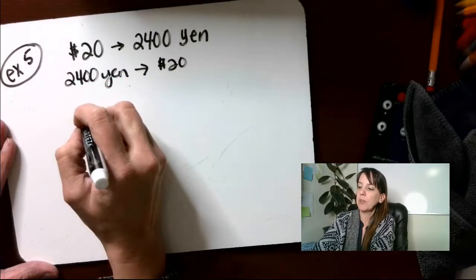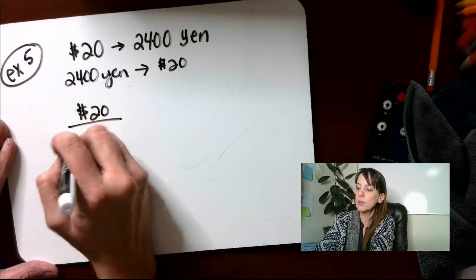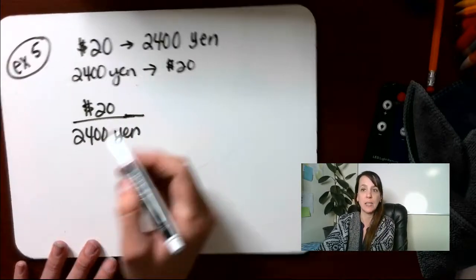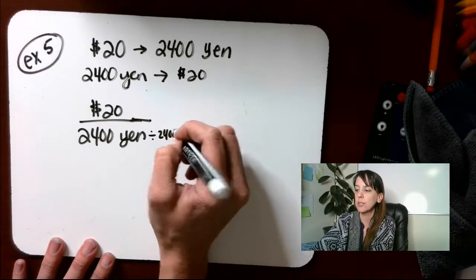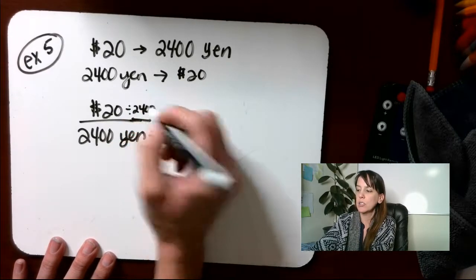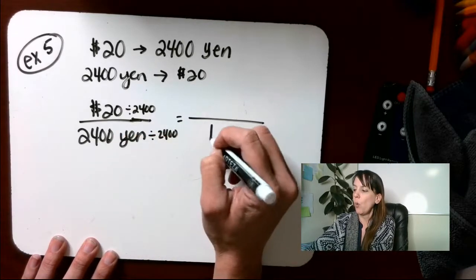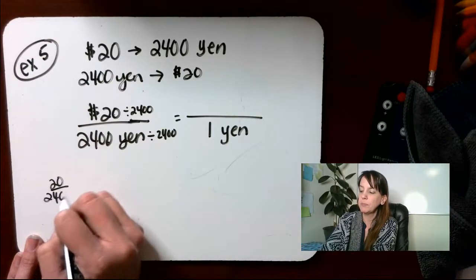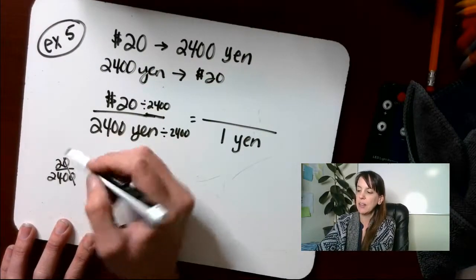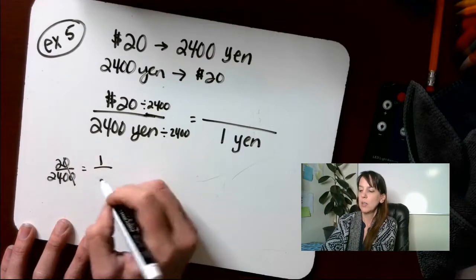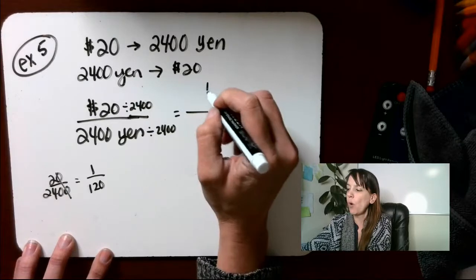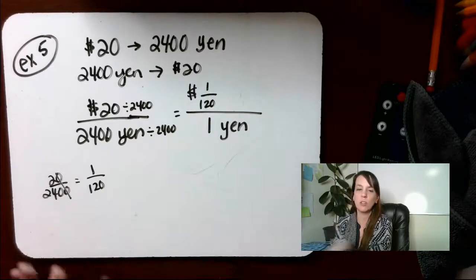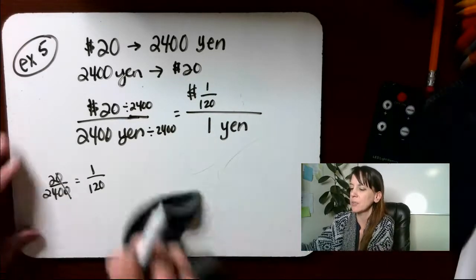So now what we're going to do is we want to find it $20 per 2,400 yen. What I need to do is get this bottom one to equal 1. So I'm going to divide by 2,400, divide by 2,400. So 1 yen is 20 divided by 2,400, right? Let's lob these off and I end up with 1 over 120. So it's 1 120th of $1. So 1 out of 120th dollars. Okay, it's just written as a fraction. That's probably the easiest way to do that.